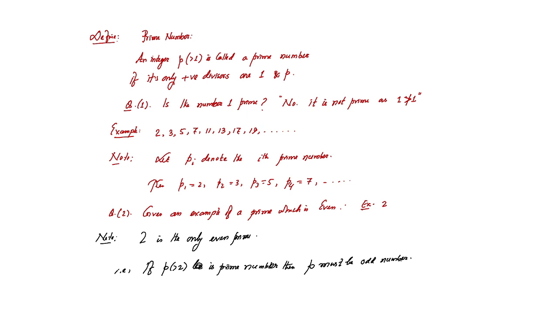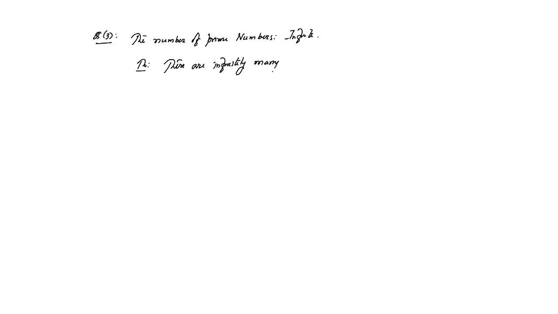So now the question is, what should be the number of primes? Next question, question 3. The number of prime numbers, is it finite or infinite? So the number of prime numbers is always infinite. So we'll see one important theorem. There are infinitely many primes. So this theorem tells us the number of primes is always infinite.